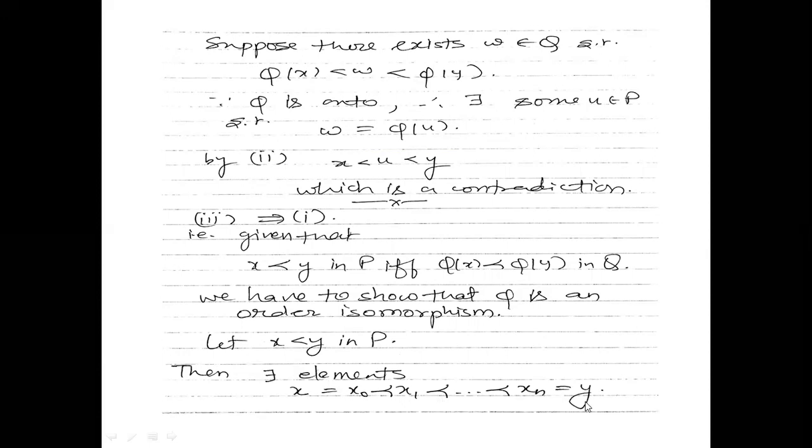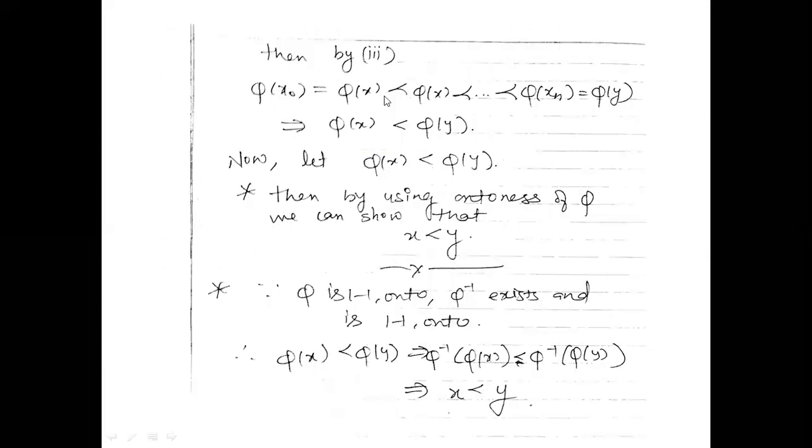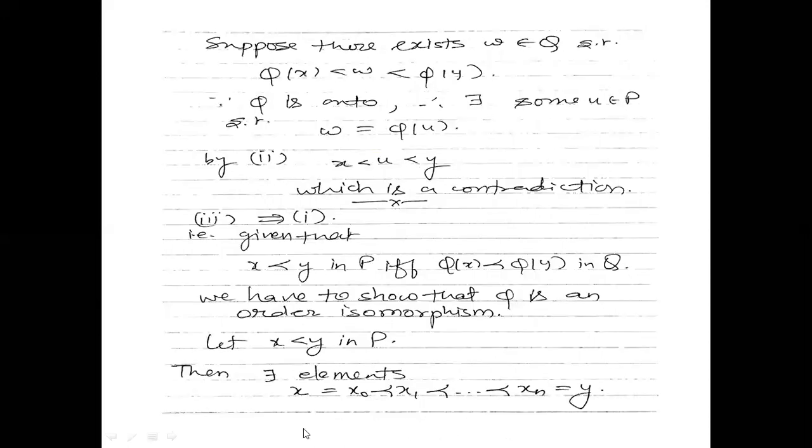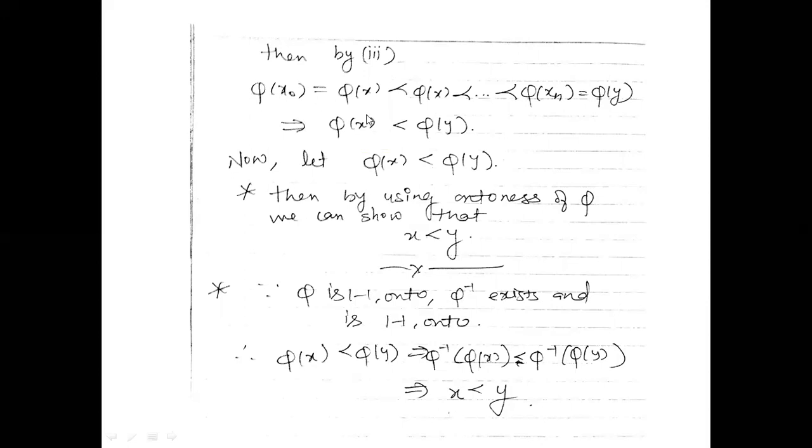So x_n is covered by y. Then by the third condition, phi x_0 is equal to phi x. So if you have this sequence x_0 covered by x_1, covered by x_2, which you are given, then from the third condition you know that x is covered by y if and only if phi x is covered by phi y. So if this is given, that means phi x is equal to phi x_0 covered by phi x_1 covered by phi x_2. So this thing is written here. So from here this implies that phi x is less than phi y.